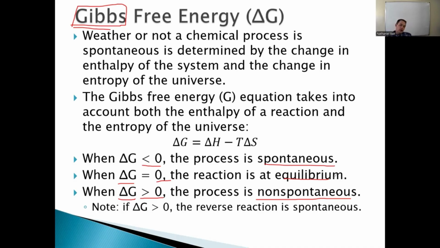Which is okay. If you calculate delta G for a reaction and you find that it has a positive delta G, all that means is that the reverse reaction is actually spontaneous. So if a reaction is non-spontaneous in this direction, it would be spontaneous in the reverse direction. Just want to draw your attention to that.